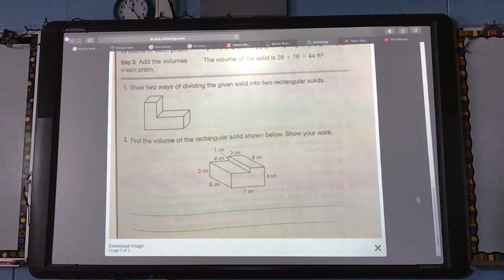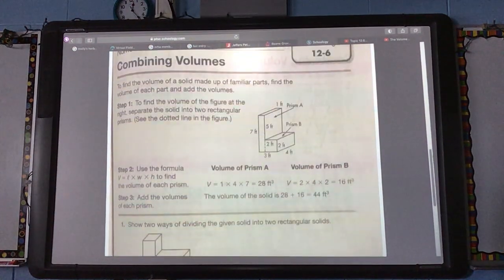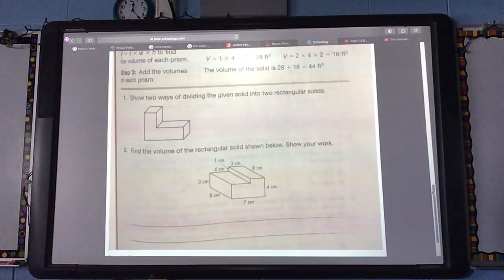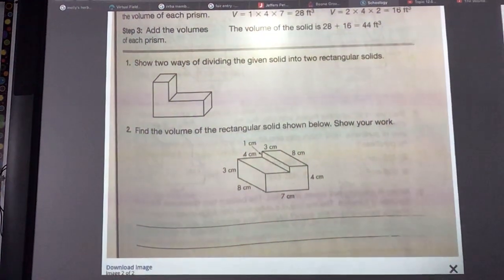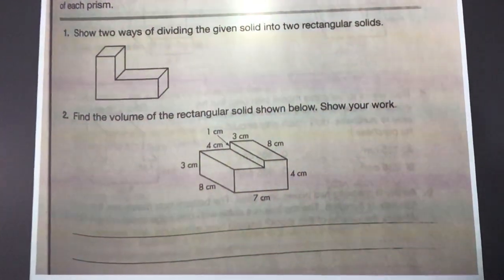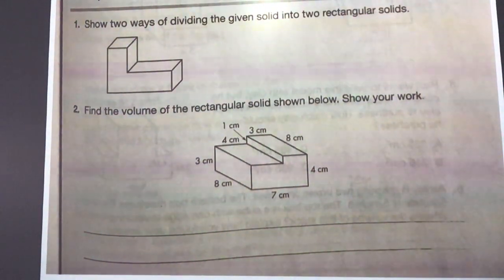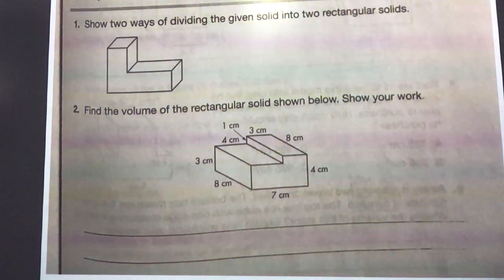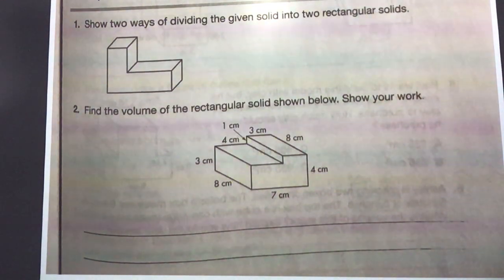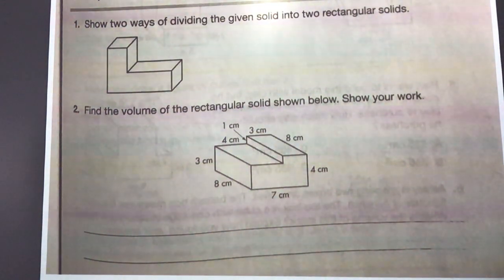All right, at the top of this one, I like it that it gives you a little information. It shows you the steps again if you need to go back to look at as a reference. Okay? All right. I want you on number 1. Number 1, show 2 ways of dividing the given solid into 2 rectangular solids. Okay? If you want to do these problems in your math notebook and then take a picture, you can. Or if you want to do them on Notability, your choice.